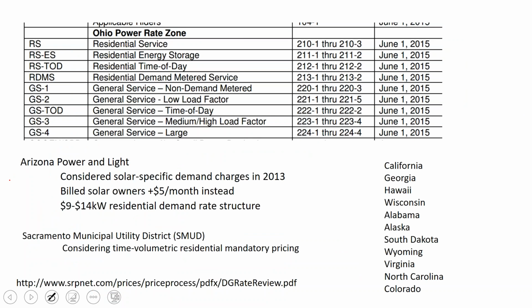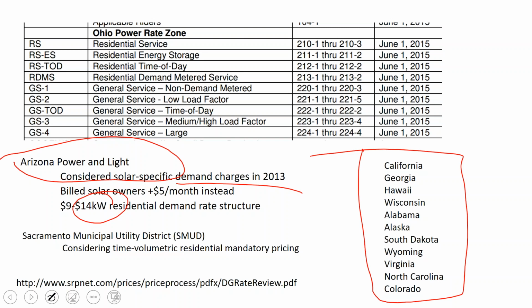And so what we see is Arizona Power and Light was looking at demand-specific charges for solar customers up to $14 a kilowatt. All of these states have residential demand rate structures, and you might actually surprise yourself. You might have been thinking, just like this utility, that demand rate structures are bad for the consumer, but then, let's just face it, consumers want batteries.